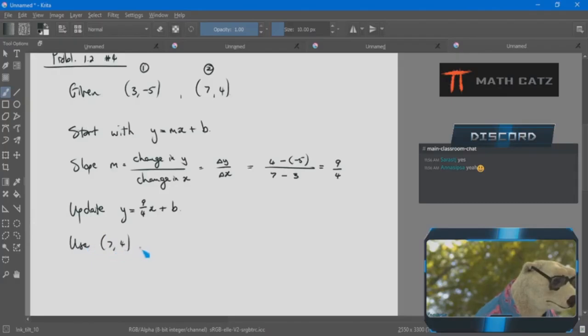Maybe I'll use 7/4. Was it 7/4? Why 7? Man, fine. Plug it in. Has to satisfy the equation. 4 for y. 9/4 times 7. That's going to be fun. Plus b.